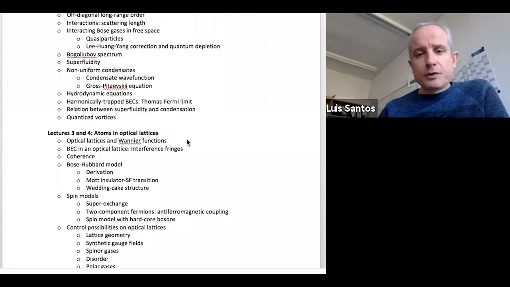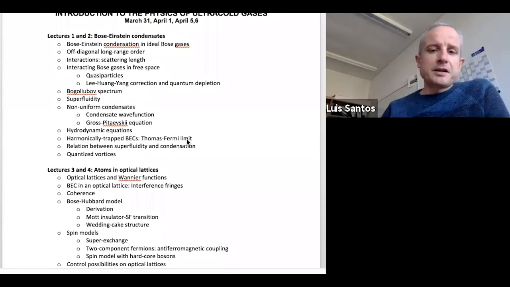So in the first two lectures, so this will be today and tomorrow, I will discuss the very basics of ultracold gases, focusing specifically on the issue of Bose-Einstein condensates, Bose-Einstein condensation. So we will start with ideal gases, introduce interactions, and go basically all the way in the theory of Bose-Einstein condensation. So this will take us, I think, a couple of days, perhaps a little bit less. And then in the last two lectures, I will discuss the physics of atoms in optical lattices. This is a physics of strongly-correlated systems.